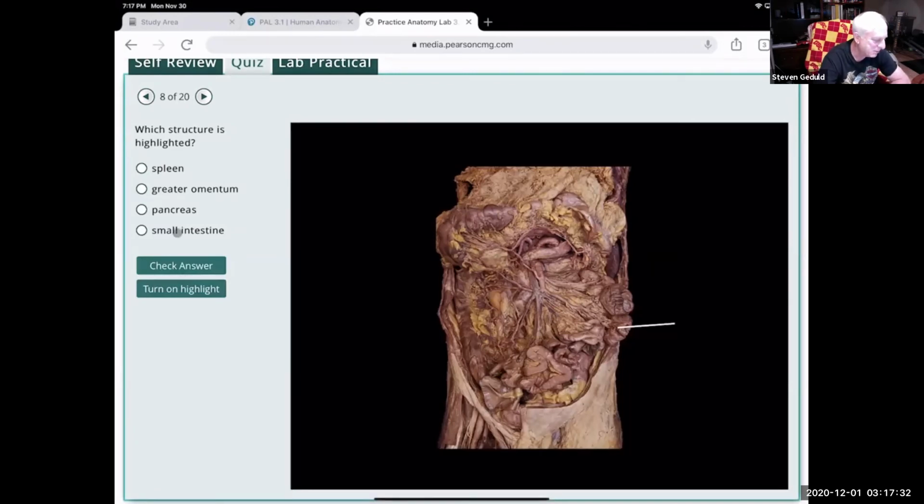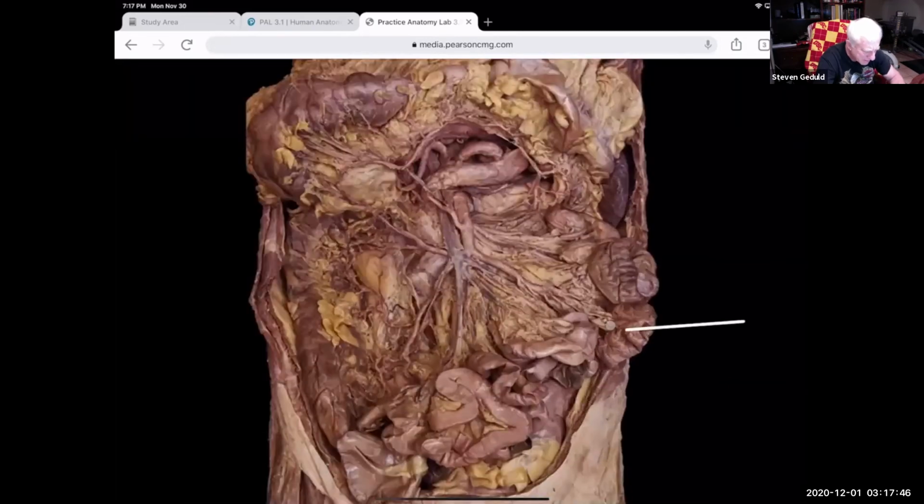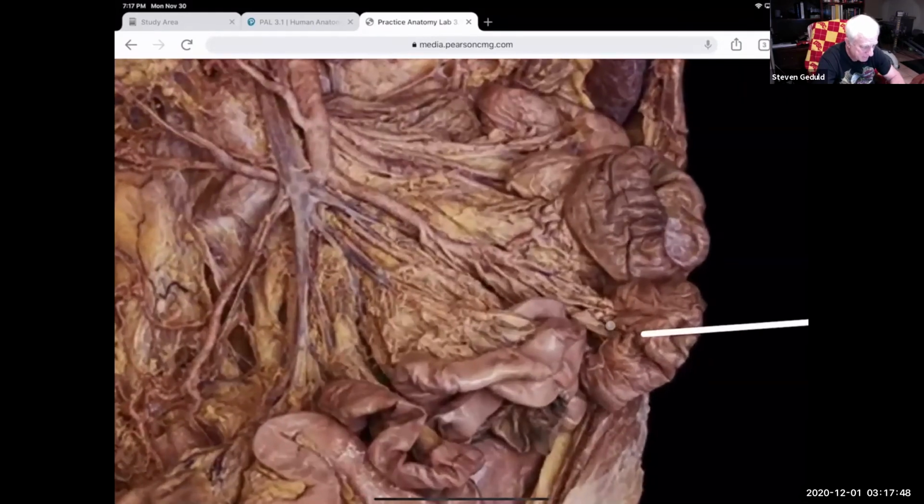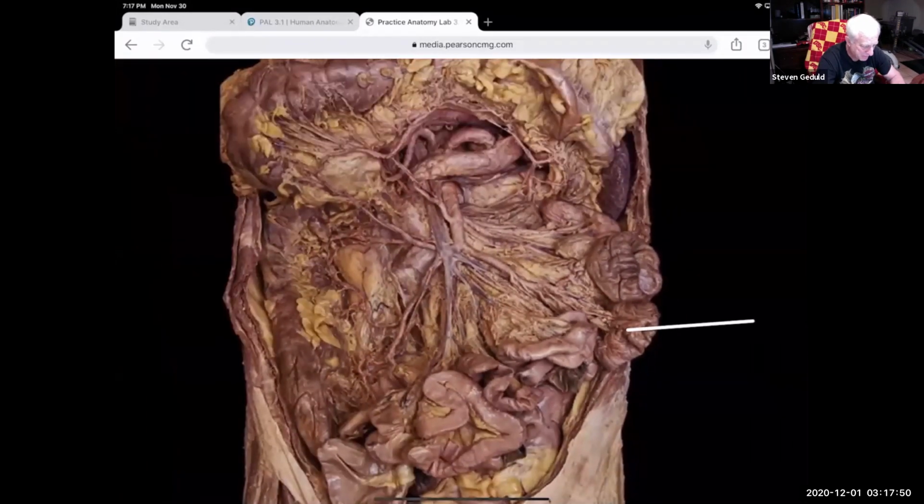Okay, let's see what we got. Spleen. This is your spleen right here. It can't be the spleen. This is your greater omentum right up here. This is the pancreas, which is right here. That's the small intestine. Wow. This is the small intestine right here.